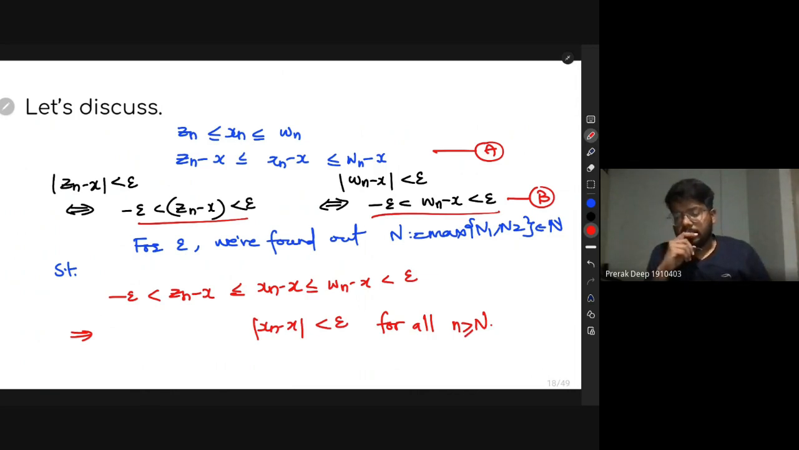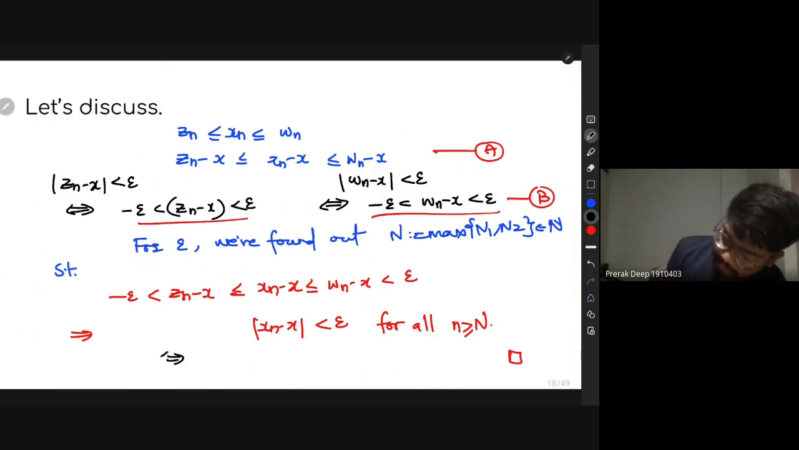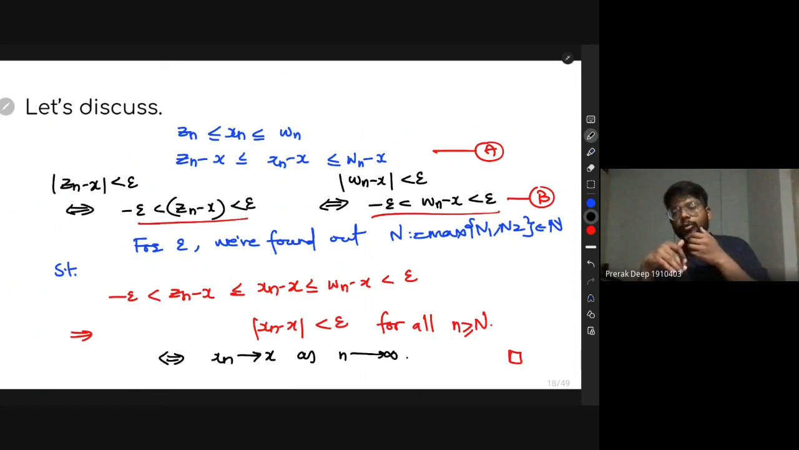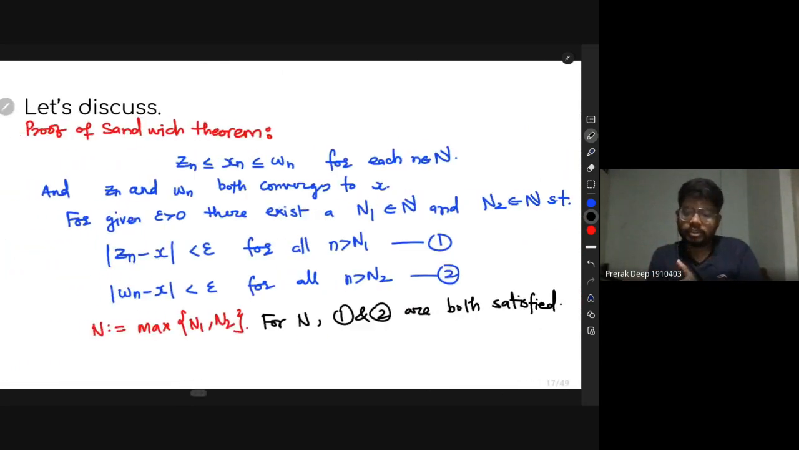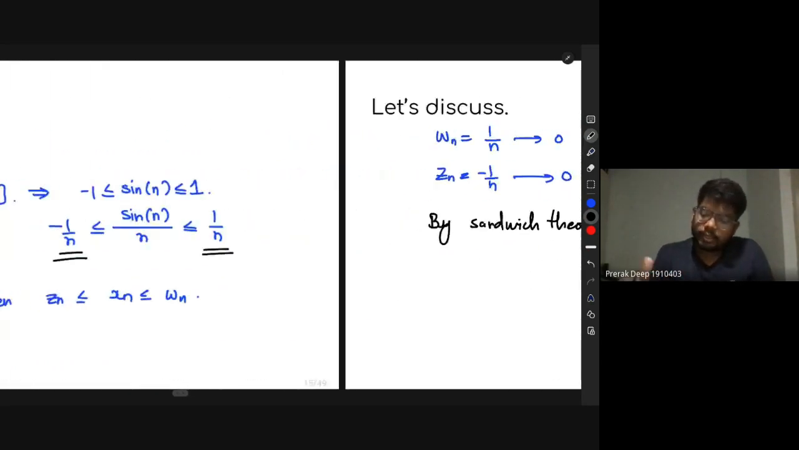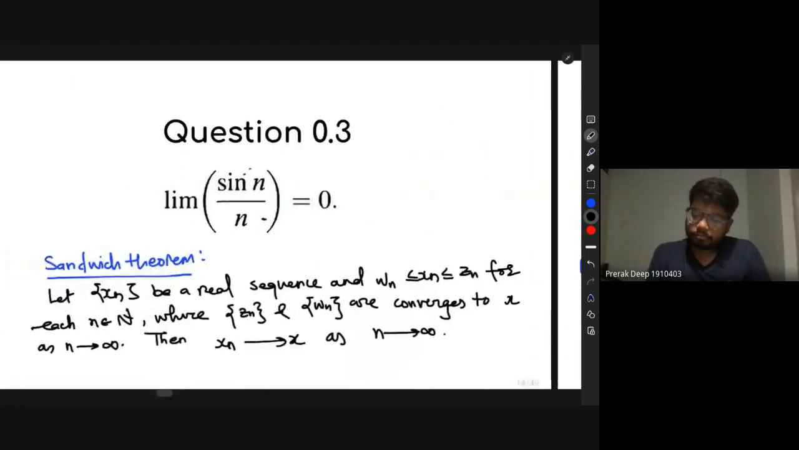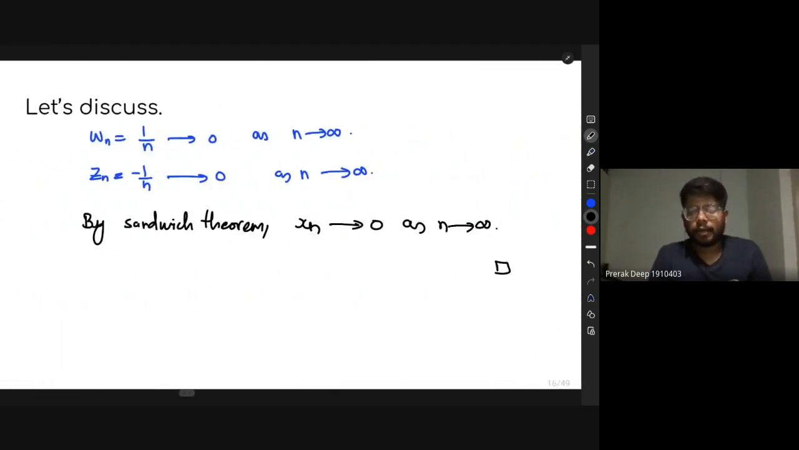Okay, so this completes the proof of the sandwich theorem. This last line implies that xn converges to x as n tends to infinity. So this completes the proof of the sandwich theorem, and we have used the sandwich theorem in order to calculate the limit of sin n by n. Okay, I hope this is clear.